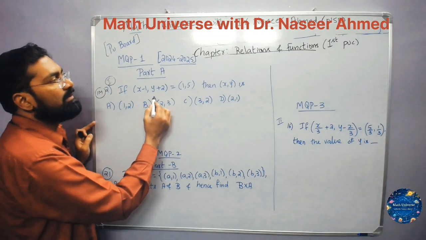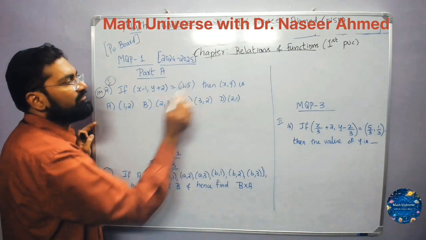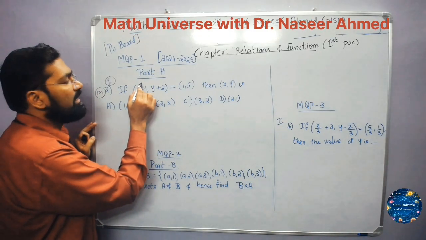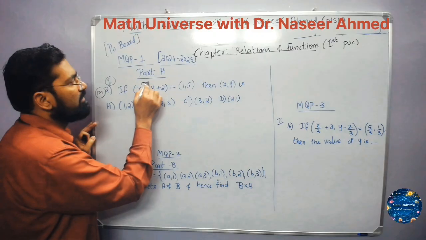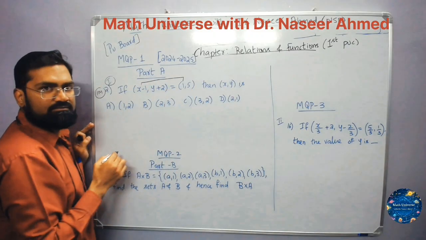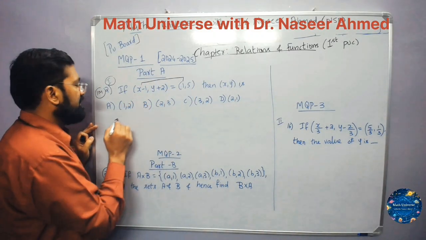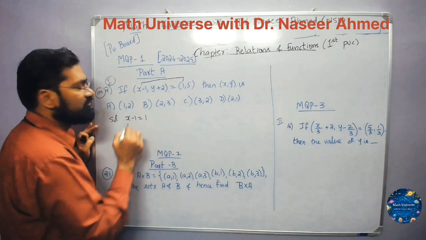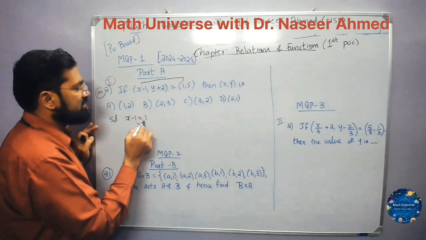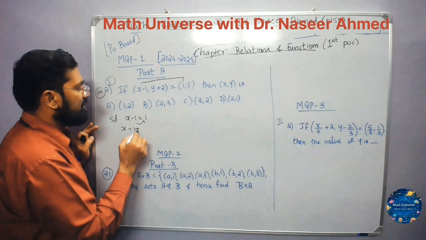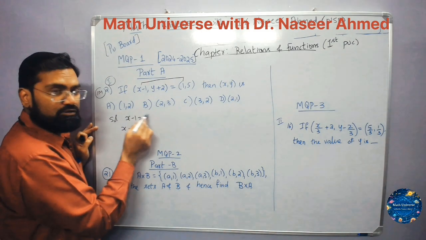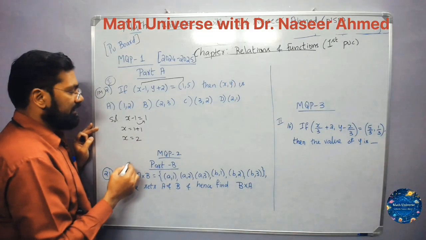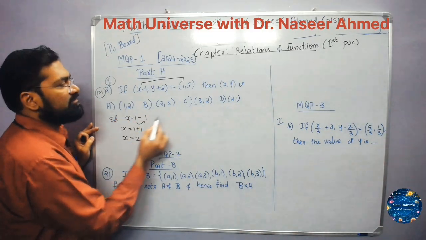If these ordered pairs are equal, then find the value of x and y. So when do we say ordered pairs are the same? The first element of the first ordered pair should be equal to the first element of the second ordered pair. So x minus 1 should be equal to 1. Solve for x, transpose this: x is equal to 1 plus 1. When I transpose, minus 1 will change to plus 1, the sign will change. 1 plus 1 is 2.